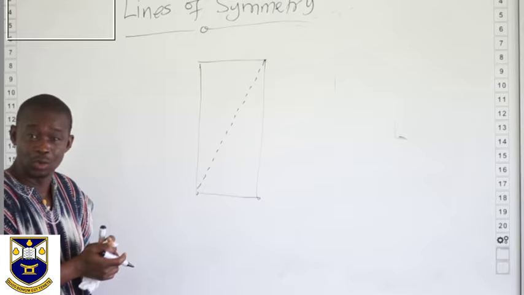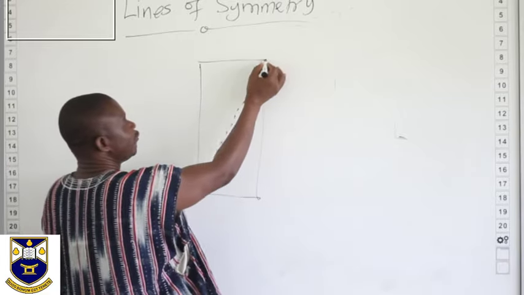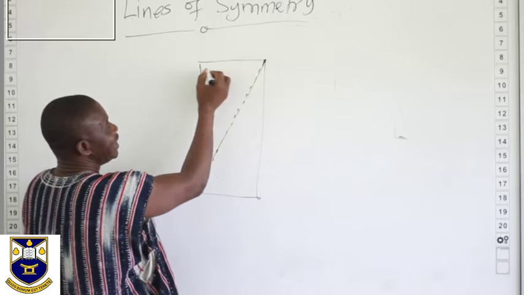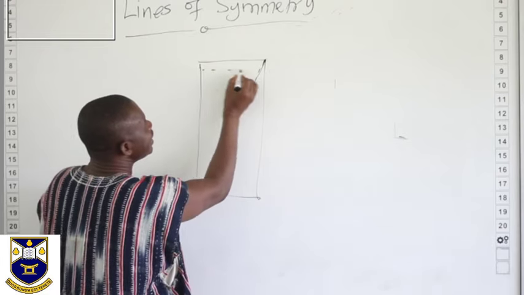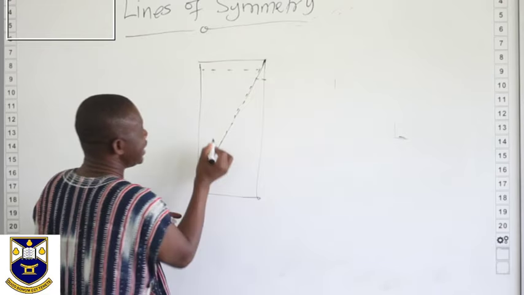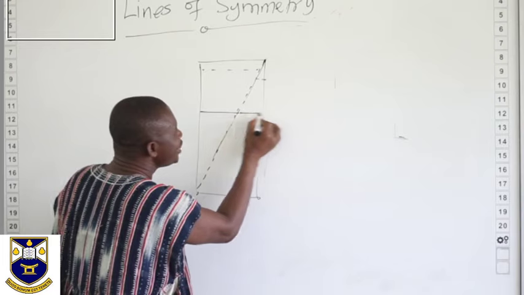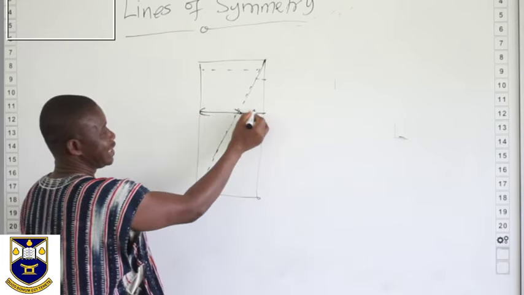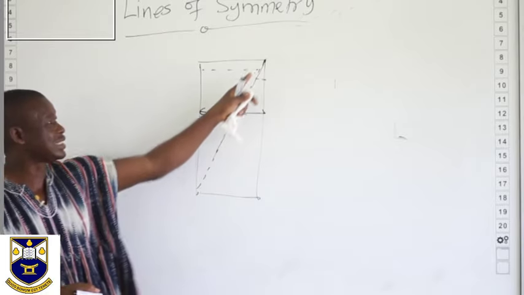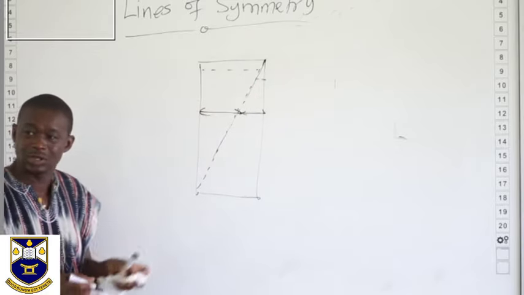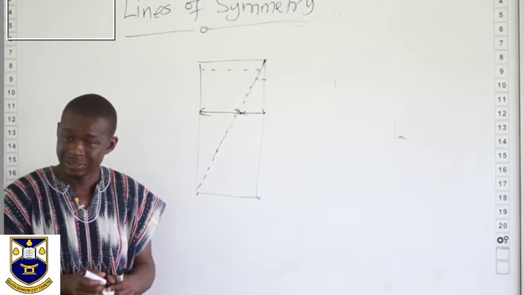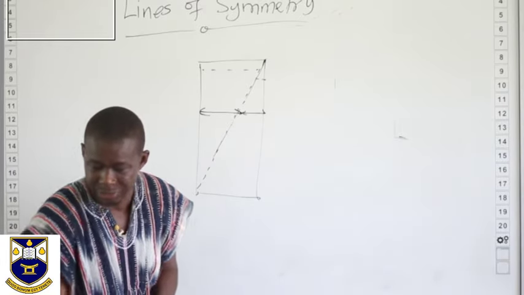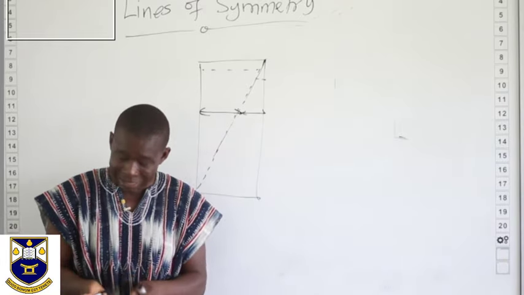I think no. Why? Because when you fold this one like this, look from here to here, the distance here will not be the same as the distance here. As you can see, this is longer than this. So it means that the line I've drawn here is not a line of symmetry. Good.